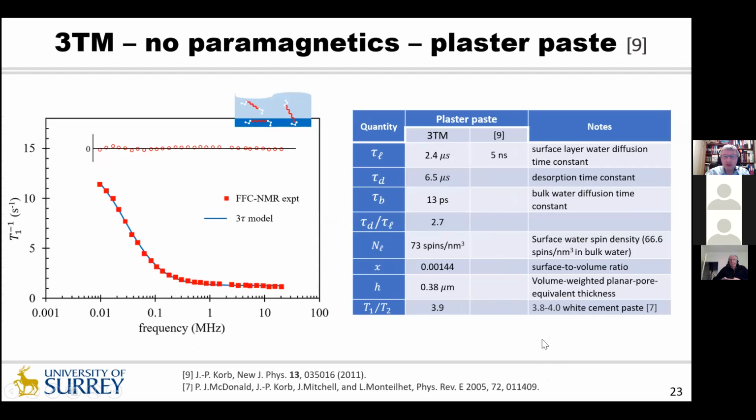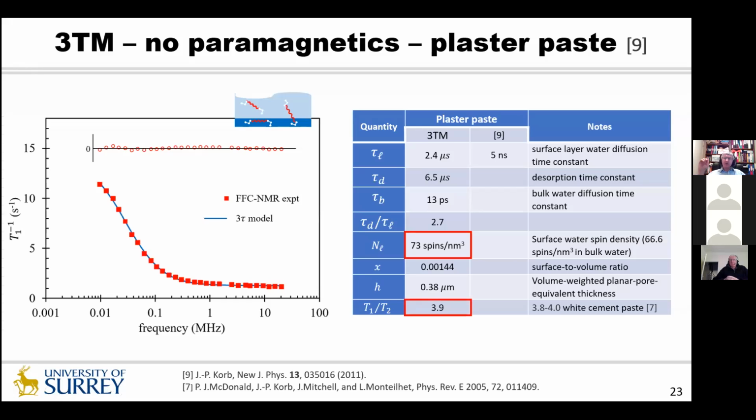I draw two particular points to your attention. First of all, such is the quality of the experimental data, we can actually measure, we believe, the surface water spin density to get the optimum fit. And here it is, 73 spins per nanometer cubed. Compare that to bulk water spin density of about 67 spins per nanometer cubed, so a little bit more dense. So that just shows how good the data is, and indeed how good the fit is. So this is just water-water interactions that fit this data here.